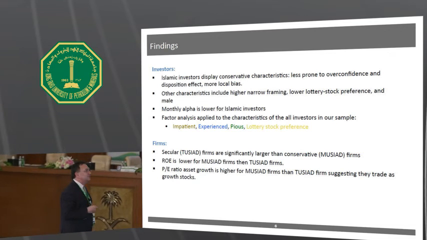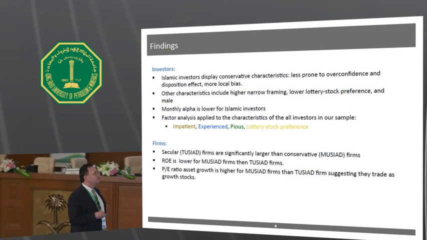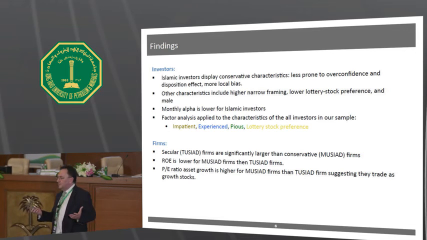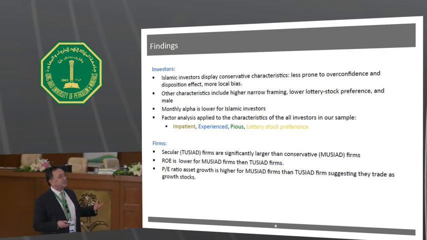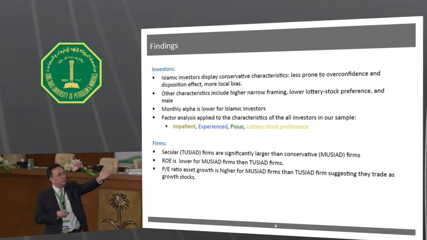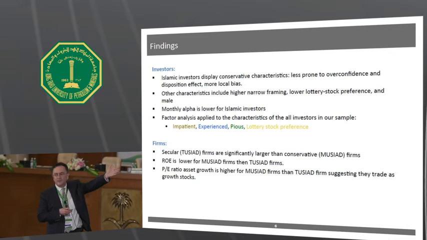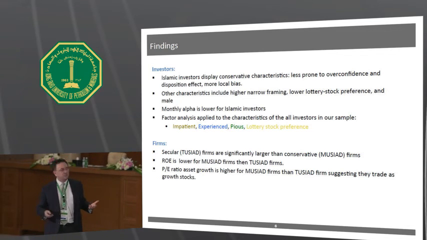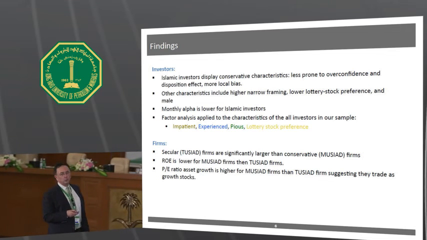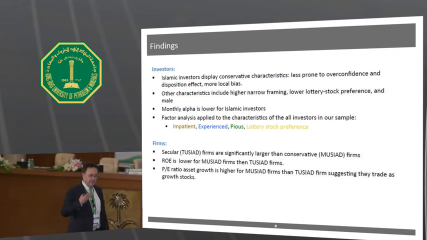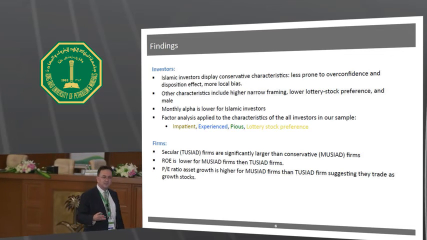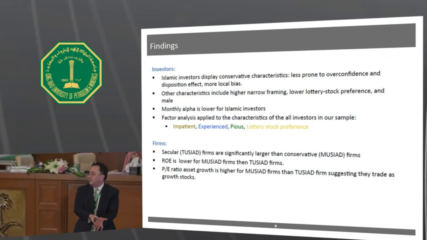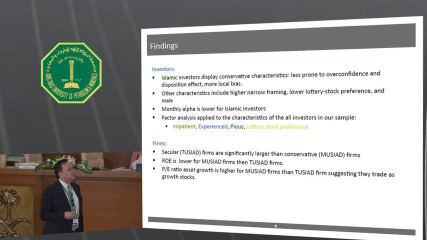In terms of the investors, what we are finding is basically that Islamic investors display conservative characteristics, as we were expecting. So what are those conservative characteristics? Well, they are less prone to overconfidence and disposition effects. Those are behavioral biases that are well documented in the literature. And also, they have more local biases. What does it mean? If the headquarters of the company that you are investing in is within the region that you are living in, you're more loyal to these companies. So that's the local bias that we are finding.